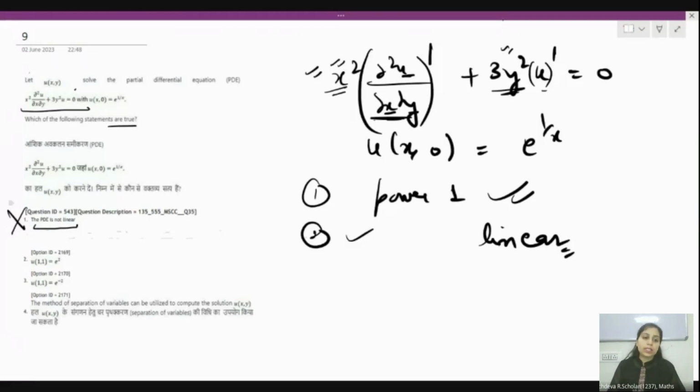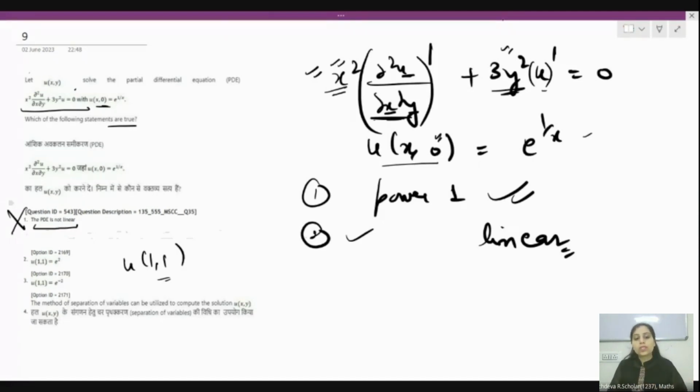Now taking options number second, third, and fourth. The second option asks for the value of u(1,1). For finding the value of u(1,1), we have to find the solution. As the initial condition is given at the value 0, we cannot find u(1,1) using this right now. So hold options second and third. Let's see option number fourth first.